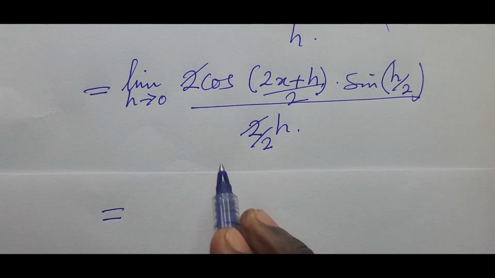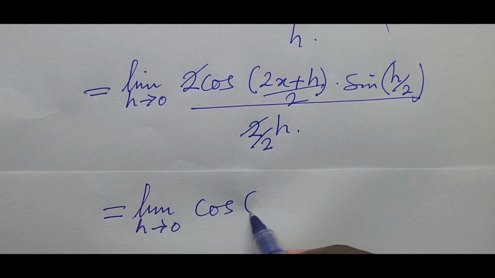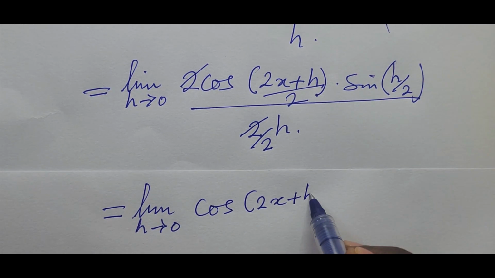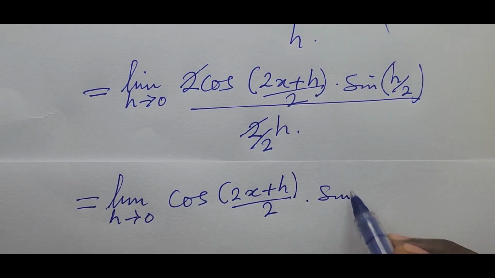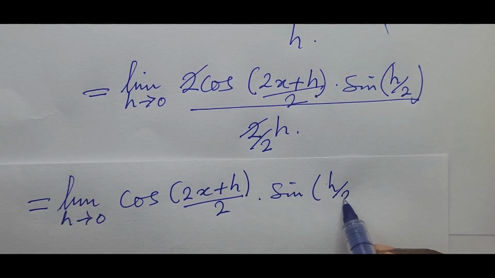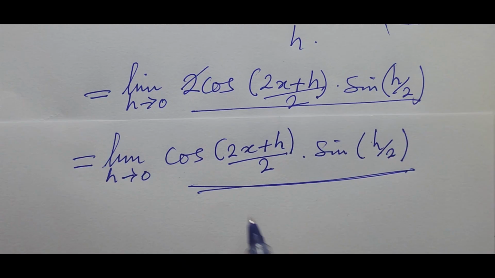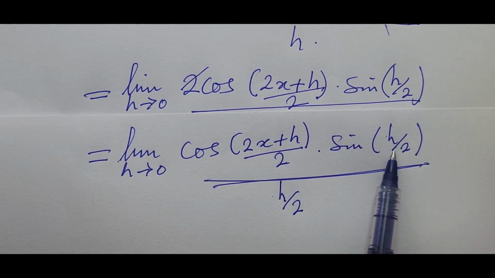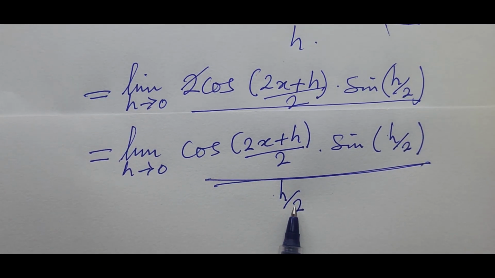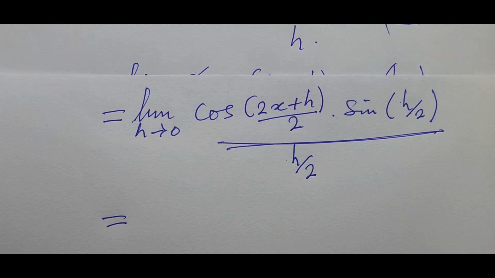So we're going to have the limit as h tends to 0 of cos bracket 2x plus h, close bracket, all over 2, then sine bracket h all over 2, close bracket, everything all over h all over 2. Now look at what we have here. We are having h all over 2 here, and h all over 2 here, and so this is going to give us something special.